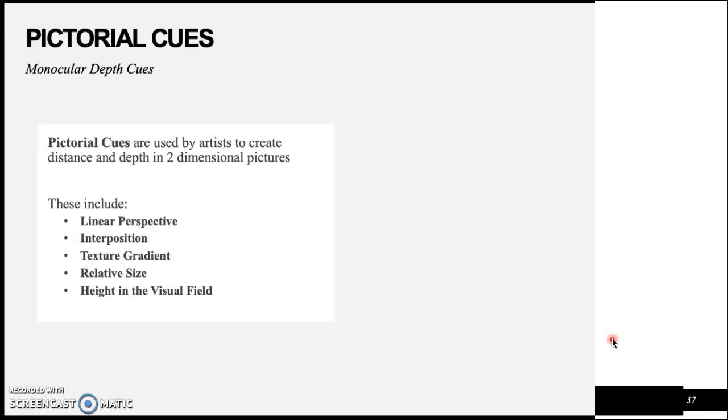Right, pictorial cues. These are things used by artists to create distance and depth in two-dimensional pictures. So if any of you do art or visual communication, you may have used these before. So we're looking at linear perspective, interposition, texture gradient, relative size, and height in the visual field. And as I said before, these really need to be spoken about in reference to the image cast on the retina.